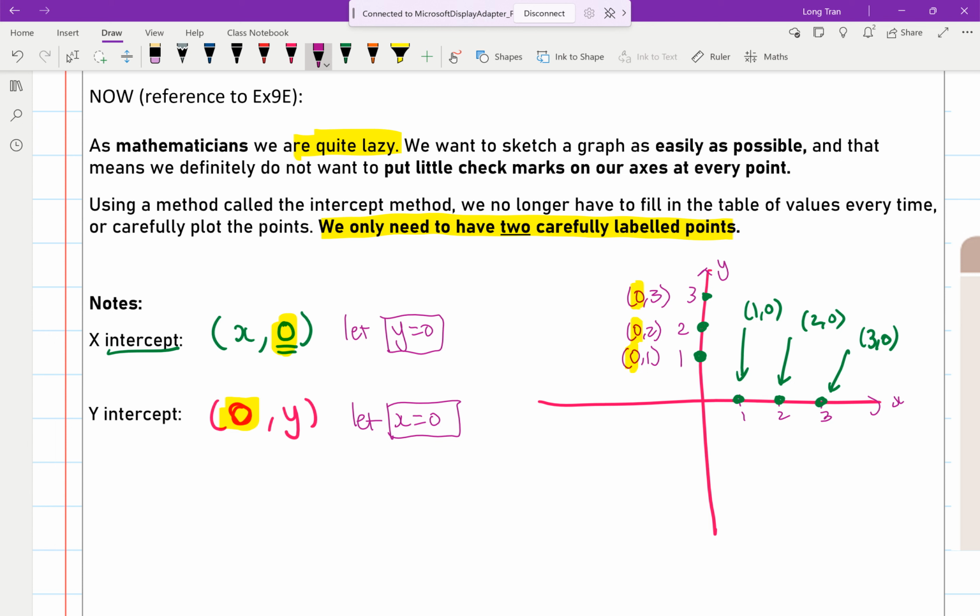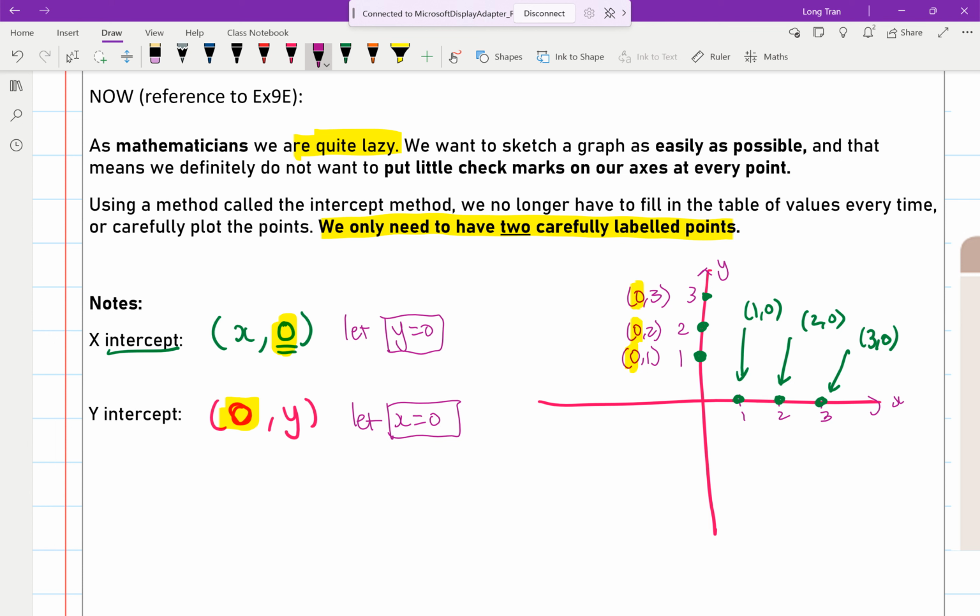Okay? So please copy those 2 notes, and I'm going to show you how to do the first question below. We're going to do this one together. We're going to do the first question together so you can see, how do I sketch without doing the table, without getting 5 coordinates, without ruling your axes 1, 2, 3, 4. It takes too long.